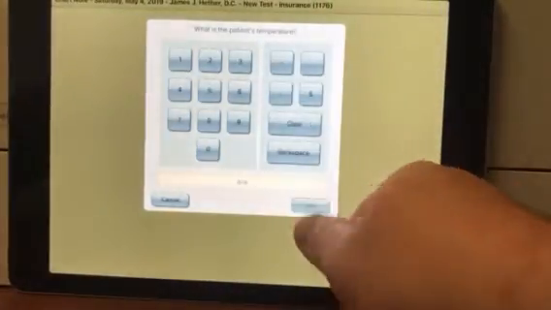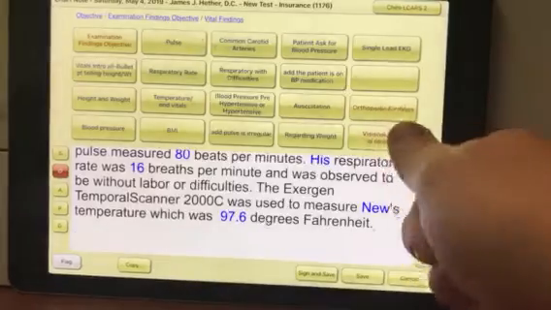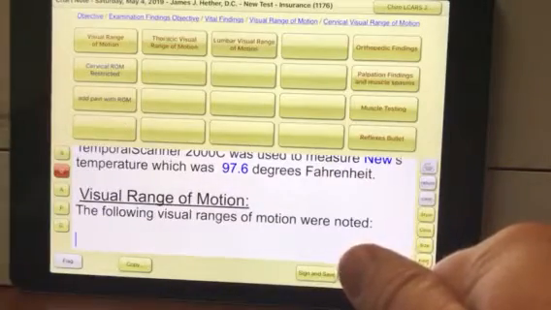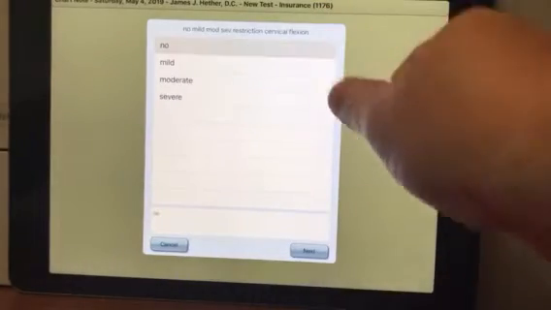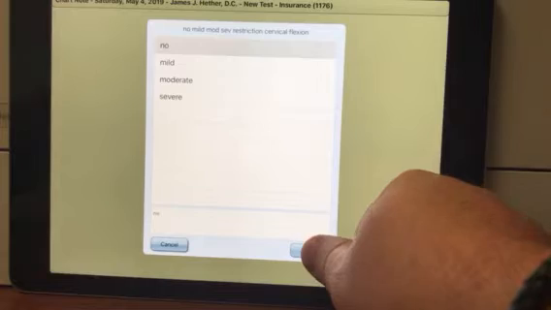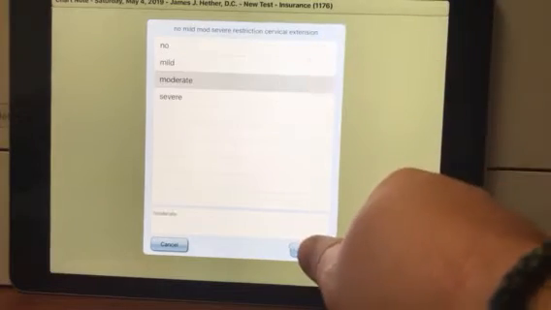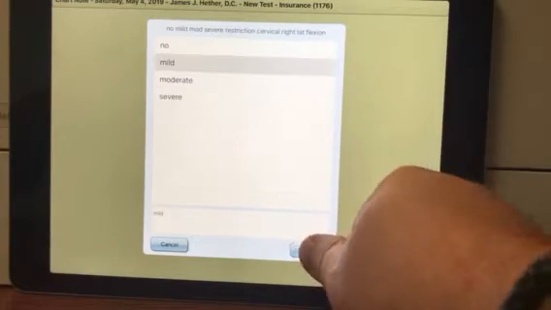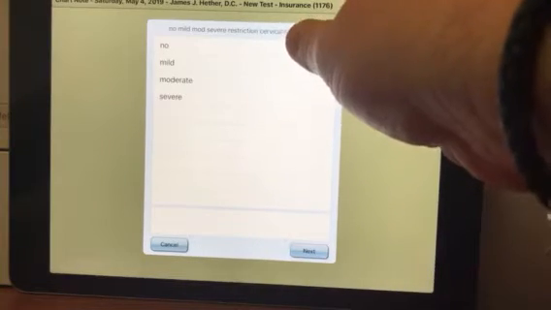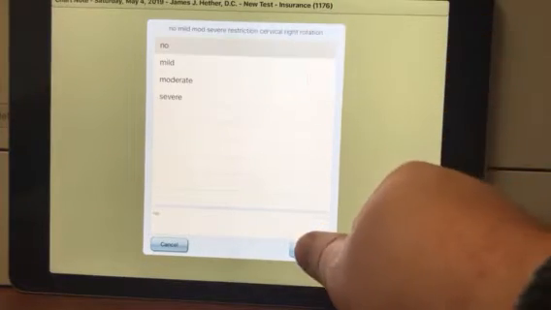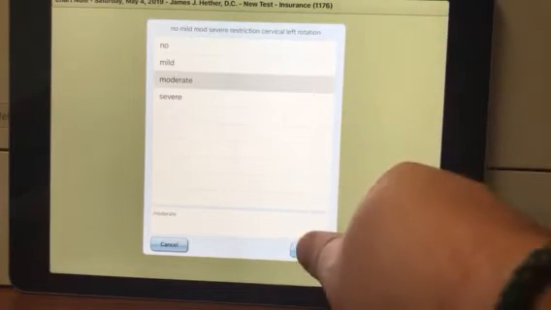and we can say that they are 97.6 degrees. All right. From there, we go over visual range of motion, and since we're talking the neck, we're going to click the neck button. From there, we can ask the person to turn their head forward and backwards, right and left. They have no problem with flexion, but they're very restricted going in their extension. They have mild restriction going to the right with lateral flexion as well as the left, but they really have no problem turning their head to the right, but moderate restriction turning their head to the left.